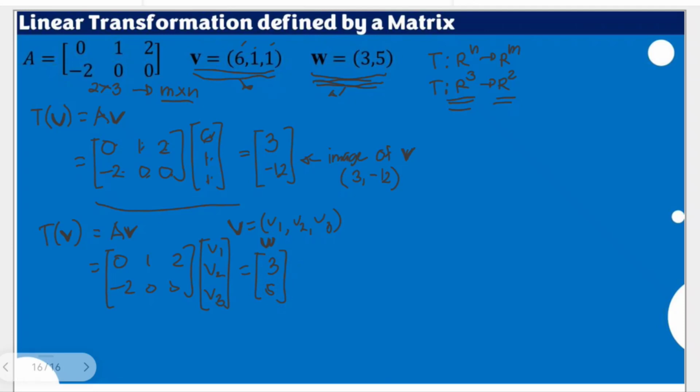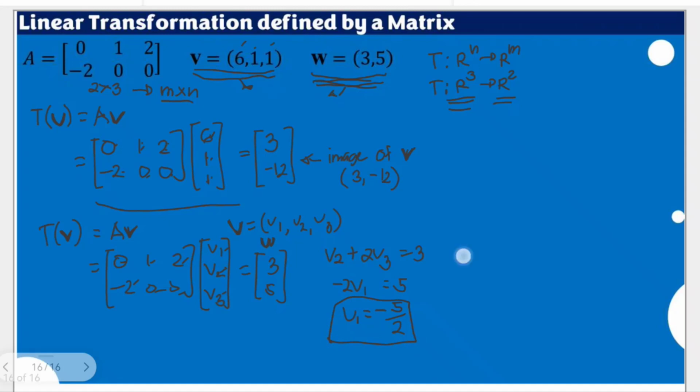Once you do this, you might have some equations formed here. The first equation is 0 times v sub 1 is 0, 1 times v sub 2, so you have v sub 2 plus 2 times v sub 3, 2 v sub 3, is equal to 3. And then you will have here negative 2 v sub 1 plus 0 v sub 2 plus 0 v sub 3 is equal to 5. This would mean our v sub 1 is negative 5 halves. So this is our v sub 1, the first component for the preimage of vector w.